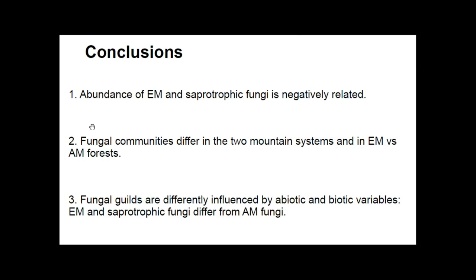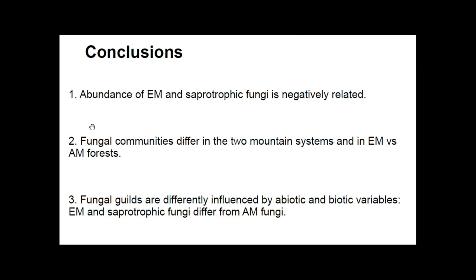Then the fungal communities differ in the 2 mountain systems and in ectomycorrhiza and arbuscular mycorrhiza dominated forests, as we saw. They differ mainly in the community structures. I didn't show the basic results of richness or abundance, which did not differ, but in community structure they did differ. And also different fungal guilds are differently affected by these different biotic and abiotic factors that we tested. By biotic factors, I mean the mycorrhizal dominance, and by abiotic factors, the mountain system or the edaphic conditions.